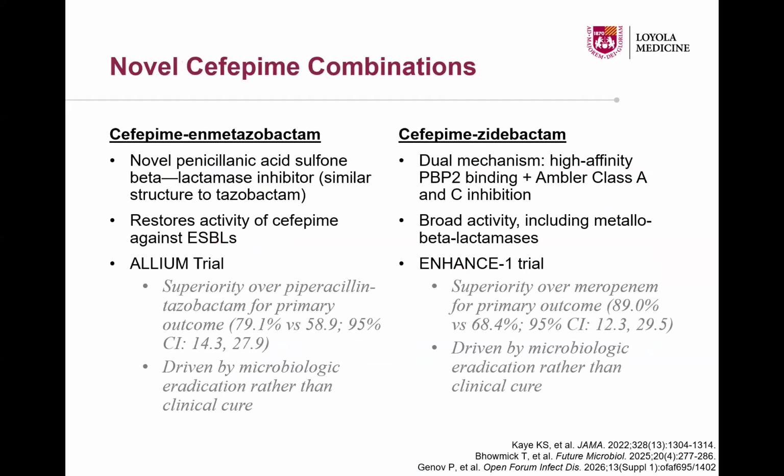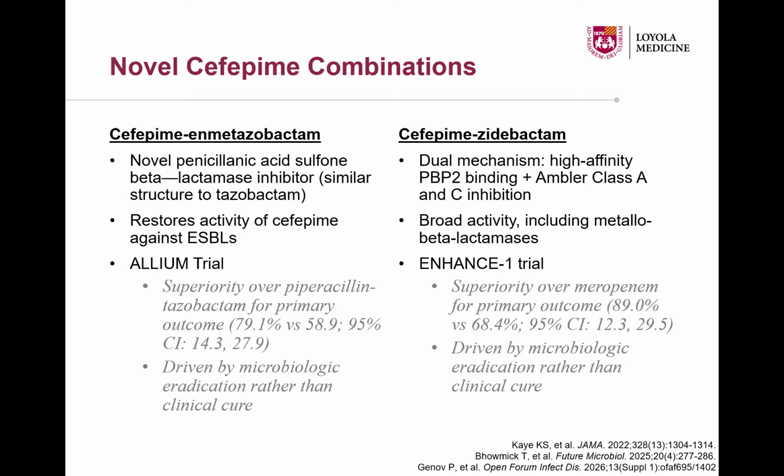So we have 2 novel cefepime combinations, so cefepime and enmetazobactam and cefepime zidebactam. The enmetazobactam, structurally similar to tazobactam, it's going to help restore activity of cefepime against extended spectrum beta-lactamases. This was documented in the ALLIUM trial, which was its pivotal RCT, where it actually demonstrated superiority over pip-tazo.